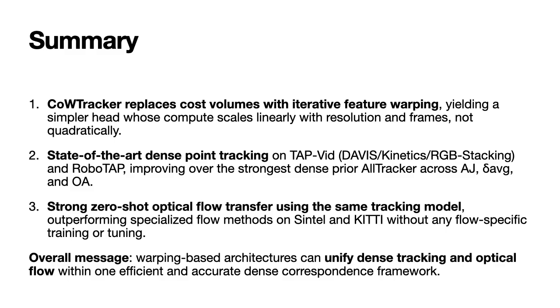To wrap up, cost volumes are powerful, but they scale quadratically and force coarse matching. CoWTracker replaces correlation with iterative feature warping, enabling high-resolution indexing and refinement. This yields state-of-the-art dense point tracking, stronger occlusion reasoning, and surprisingly strong zero-shot optical flow. Overall, warping-based architectures give a simple, scalable way to do dense correspondence in video.